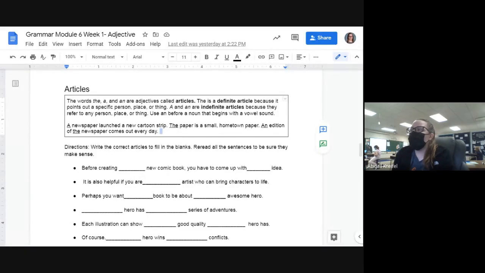And the articles are literally a, an, or the. You only have three choices. You just have to read all of them to decide which one is the better choice.